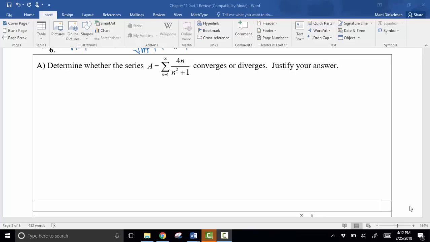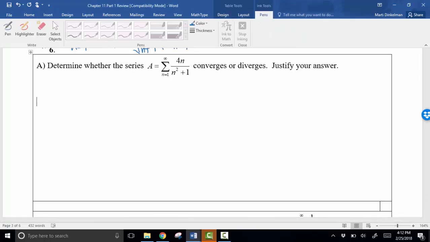Okay, this is number 6 on the Chapter 11 Part 1 review. This is non-calculator. It's the free response for the non-calculator section. So on Part A, we are asked to determine whether this series converges or diverges and to justify, which means we're going to have to follow through and make sure we have all the parts of the test that we're supposed to have.